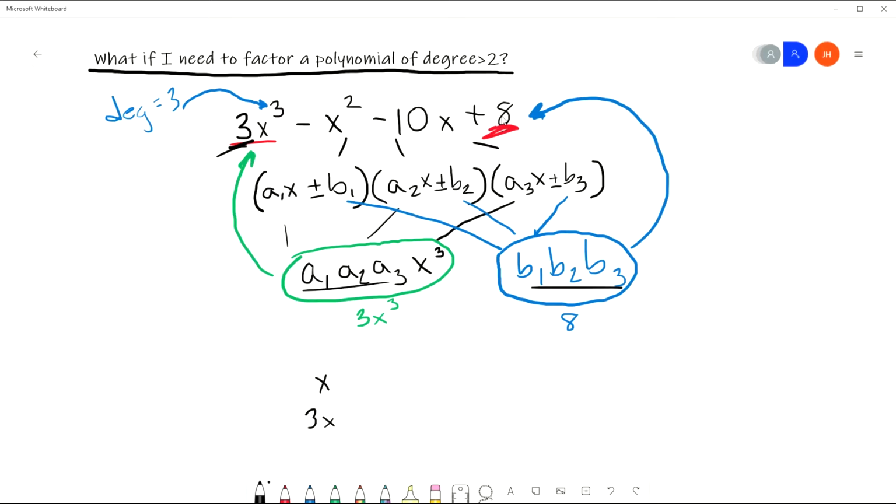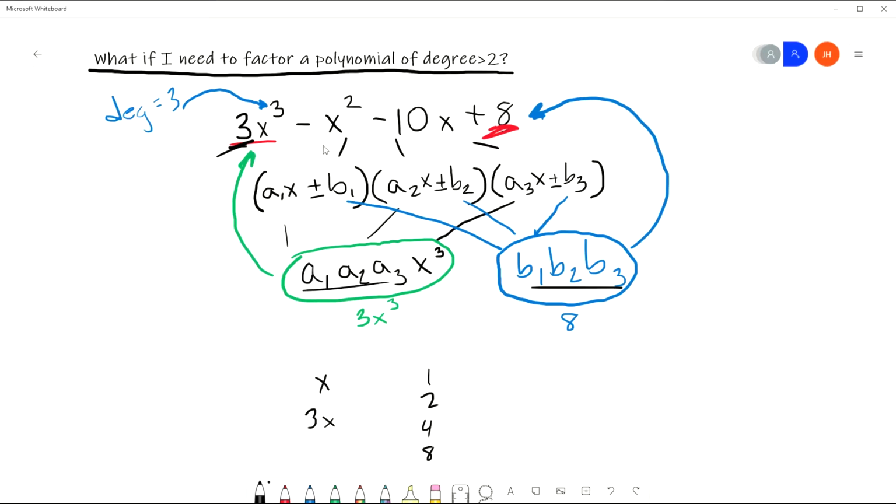Now let's look at the constant 8 here. This is going to determine all of the possible constants in my factors. So my constants in my factors could be the factors of 8. That's 1, 2, 4, and 8. So knowing these 2 lists of factors, I can make a combination of one x term with one constant to create my factors. And that's going to give me a list of all the possible factors for this polynomial, right?